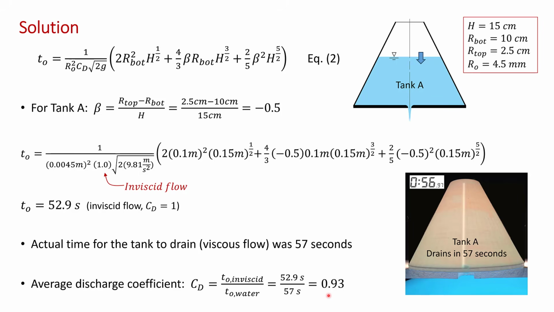This means that on average, viscous losses are reducing the flow rate by about 7%. So viscous losses are quite small for water. Water has a low viscosity. Also, I've rounded the outlet hole as part of the 3D printing process, so the minor loss coefficient at the outlet is low.